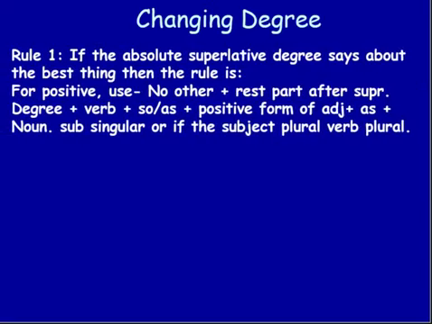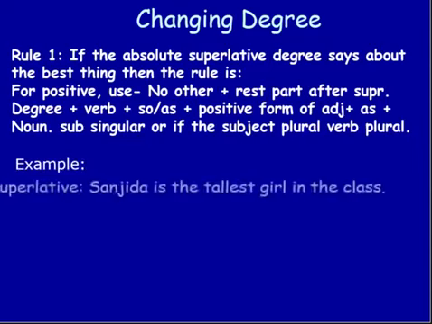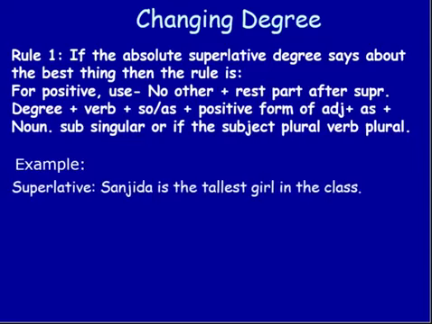If the superlative degree says about the best thing, then the rule for positive is: use "no other", then the rest part of the sentence after the superlative degree. Then you'll have to use a verb plus "as" plus positive form of adjective plus "as" plus subject. Look at the example. Sanjita is the tallest girl in the class.